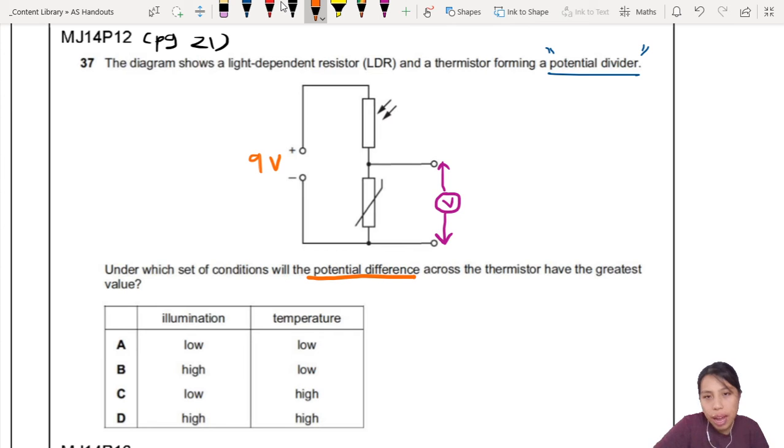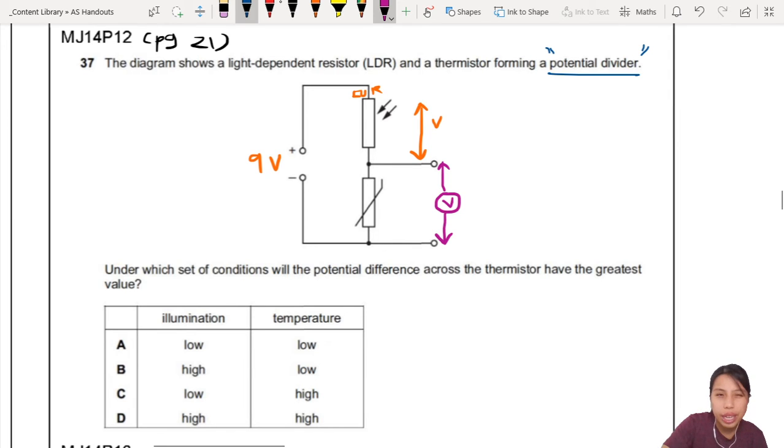So the LDR, this one, will have some potential difference, but we want to look for the purple one. When is the purple one the greatest? This is where we have to crack our heads to think a bit. So you want to say that because this one has bigger potential, this one must be much bigger than the orange one.